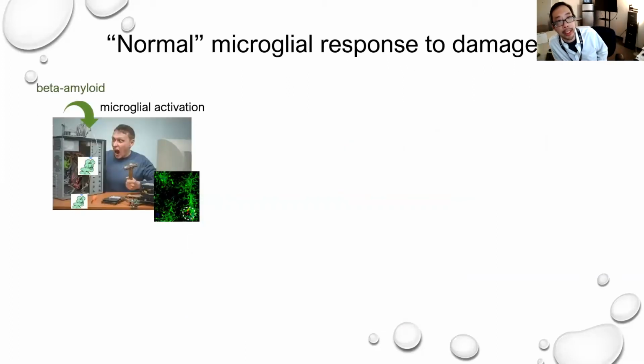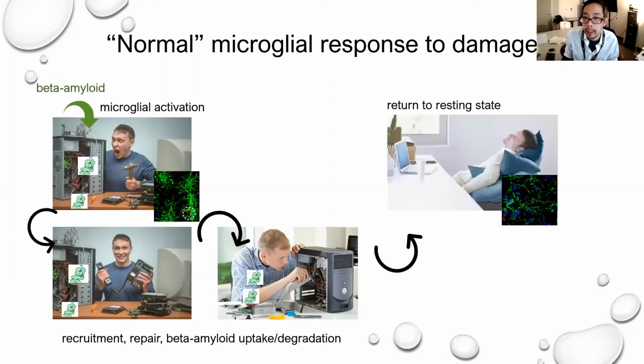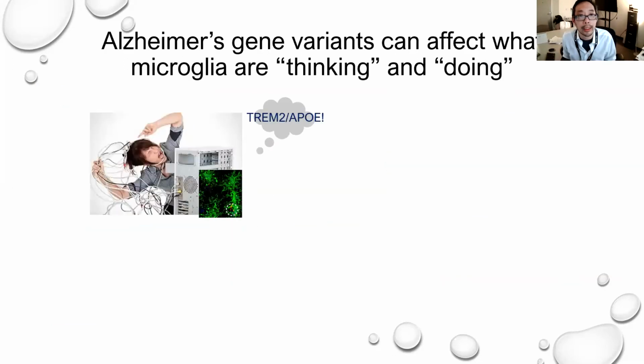So we can imagine that the normal microglia response to damage is that they sense some type of toxic component. This enacts microglia activation, and the microglia will mount a response. So basically, they will secrete cytokines that will recruit other microglia to help repair the environment, to take up the A-beta and degrade it, and to basically clear the toxic environment. And this will allow the microglia to return to a resting state.